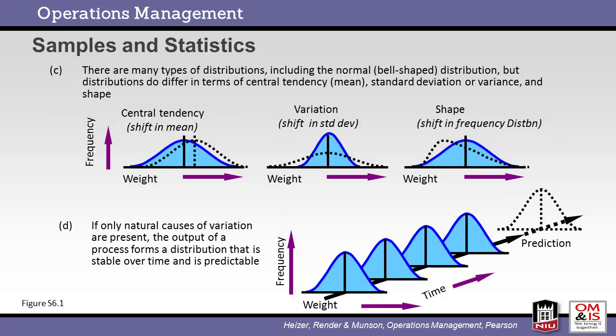When taking sample data, there are many possible distributions. 3 different types of distributions are shown here. They include a shift in the mean, a shift in standard deviation, and a shift in shape. If the process is stable over time, the sample distribution will not vary and is predictable.